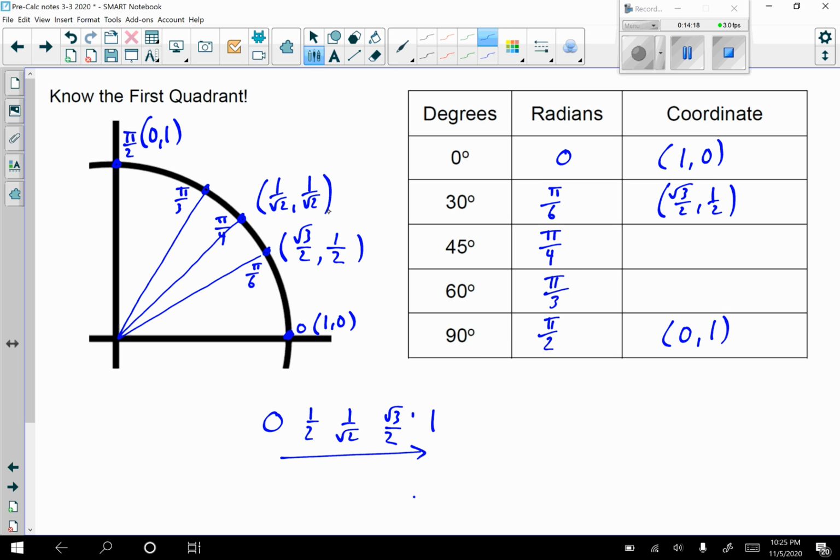That was isosceles. Both the x and y are the same. That's the middle number for both. And the 60-degree angle is pi over 3. And that one, pi over 3, is the tallest one. So that's got the biggest y value. That's going to be the root 3 over 2. But it's the shortest one out to the right, so the x value is small.